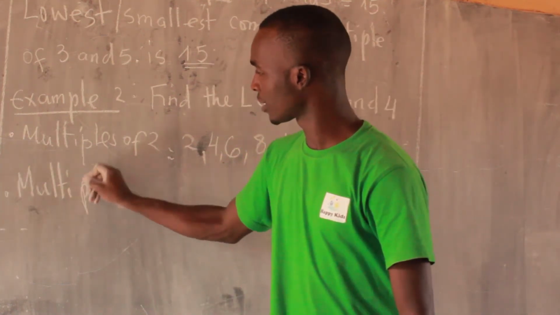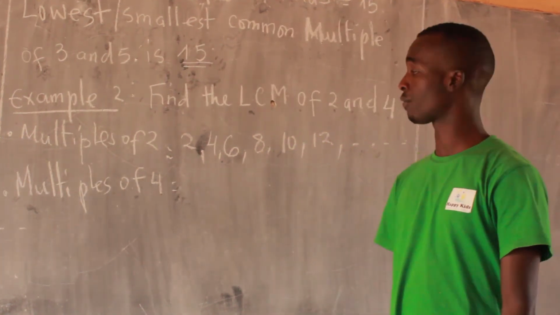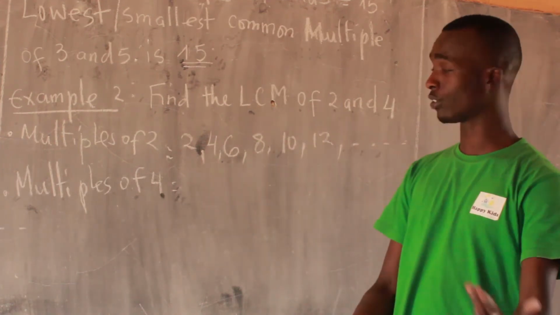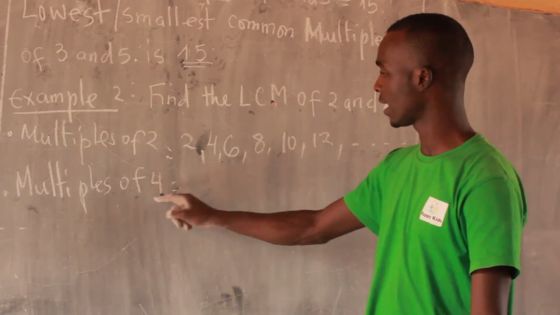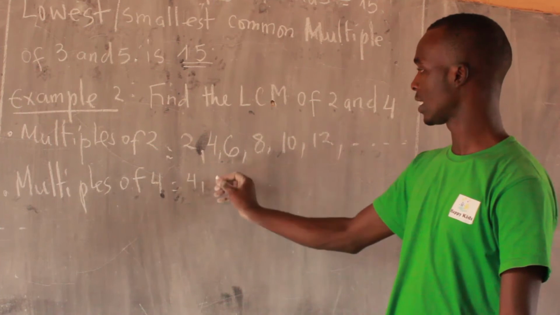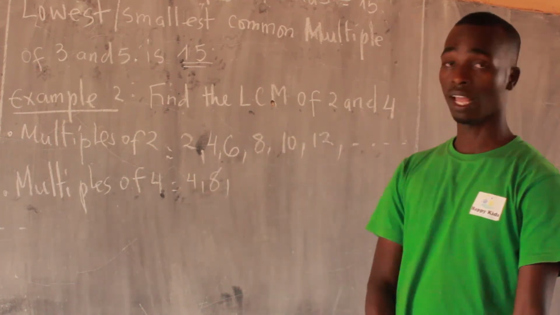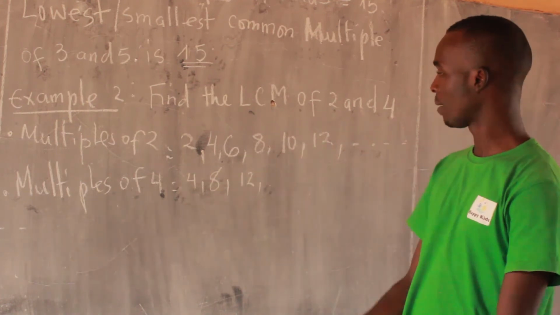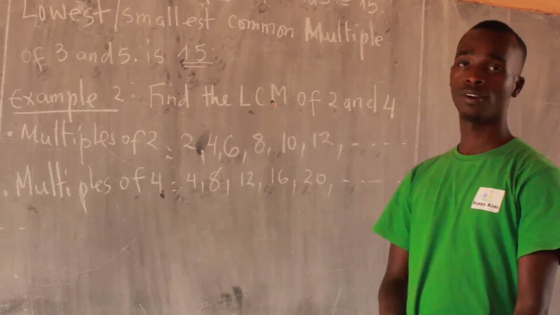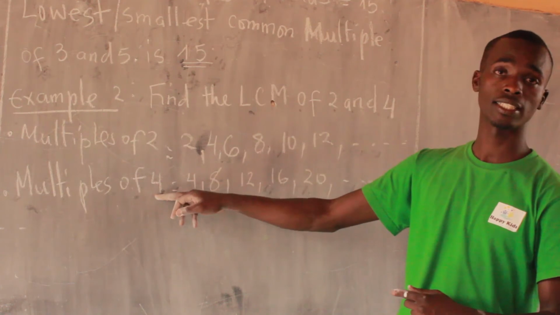Now let's also list the multiples of 4. What are the multiples of 4? We are taking 4 multiplied by different numbers, which are counting numbers, starting from 1. Let's say 4 times 1 is 4, 4 times 2 is 8, times 3 is 12, times 4 is 16, times 5 is 20, and so on. So, those are the multiples. First of all, we are listing the multiples of 2 and 4.